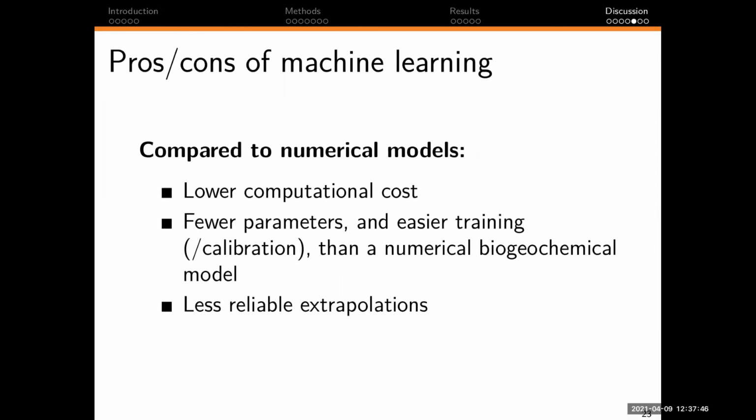On the other hand, these machine learning models provide less reliable extrapolations, as I noted with that simple experiment with the nitrogen loading. It's not possible to extrapolate far beyond the range of your training data. So you wouldn't want to use this necessarily for climate change simulations.